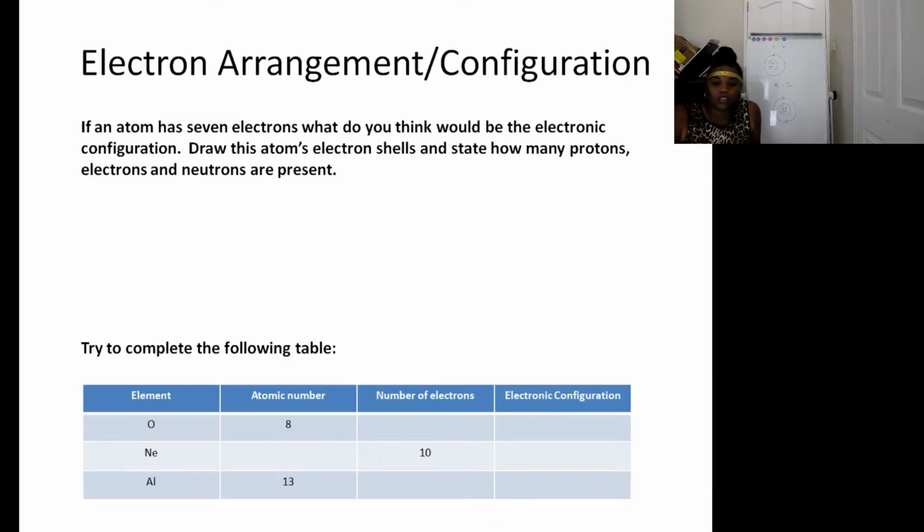Right. So, if an atom has 7 electrons, what do you think will be the electronic configuration? Draw this atom's electron shells and state how many protons, electrons, and neutrons are present. Well, I haven't taught you neutrons yet. I haven't taught you mass number yet, so we're going to just ignore the neutron part and we're going to just go right ahead.